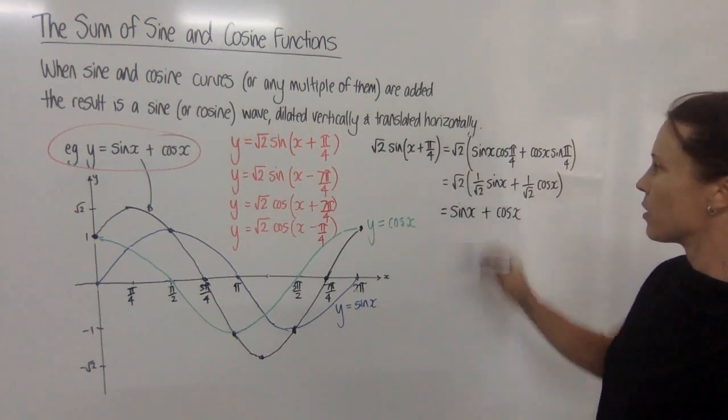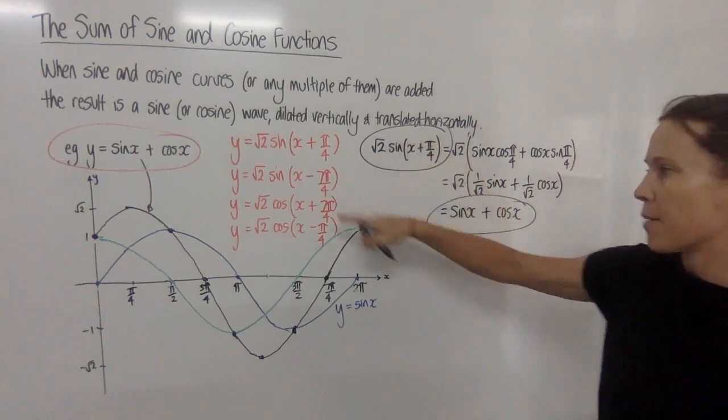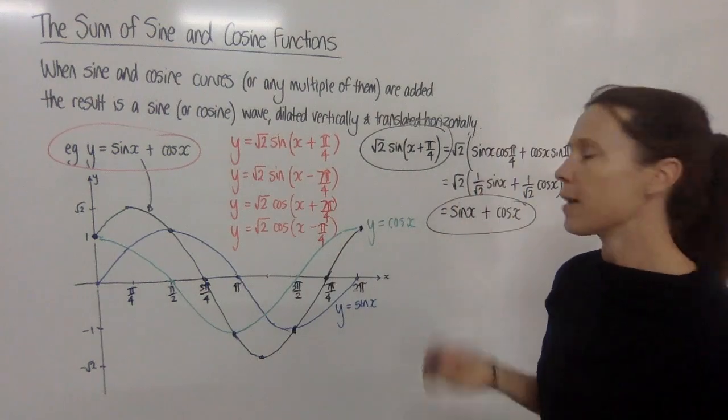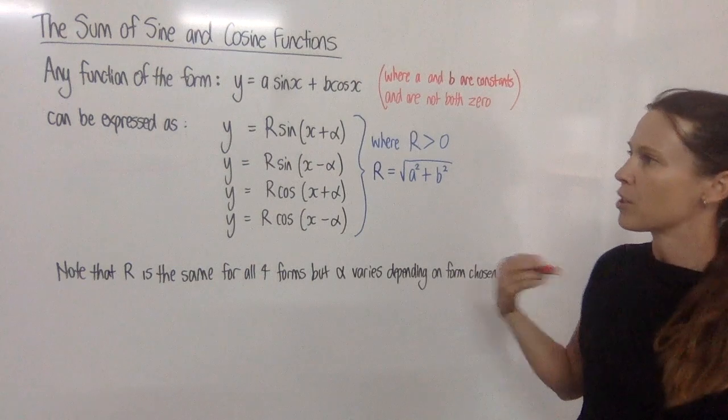So sure enough, we can be convinced that this and this do equal each other, and we can perform the exact same proof with any of these other forms to show that they all come out the same. So now let's come up with a nice general rule for what we've just seen.